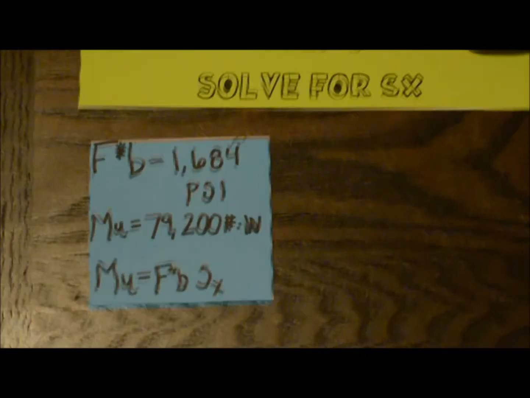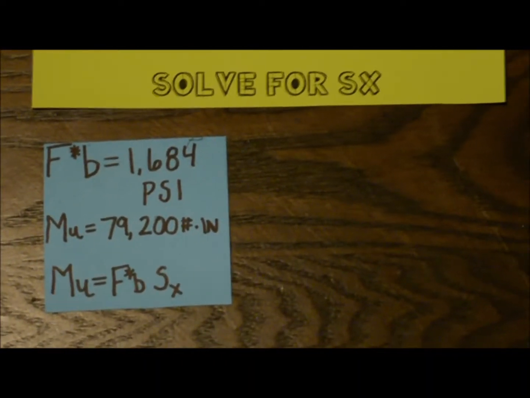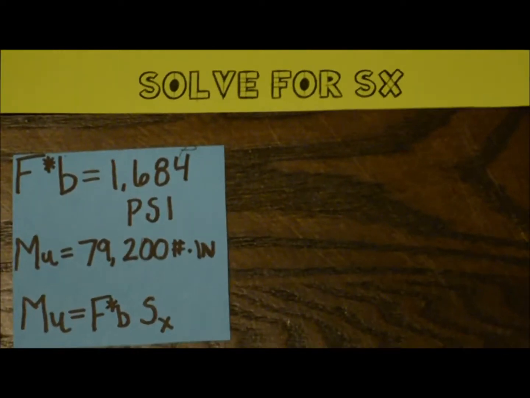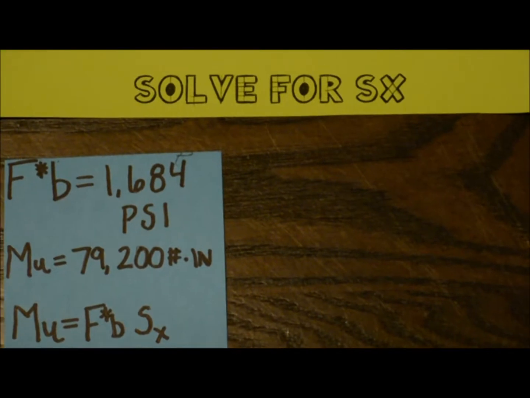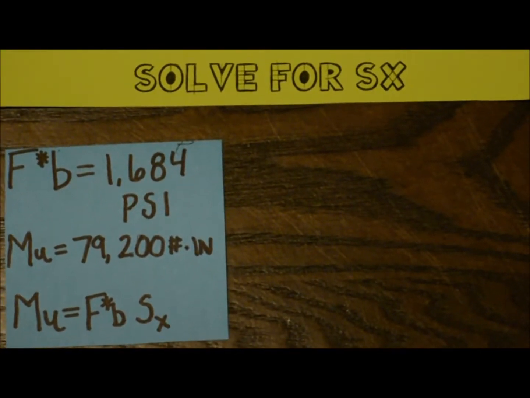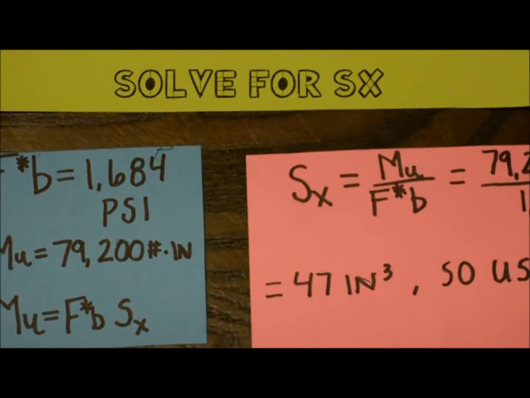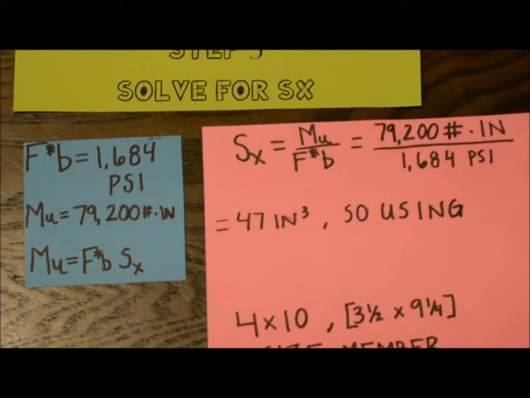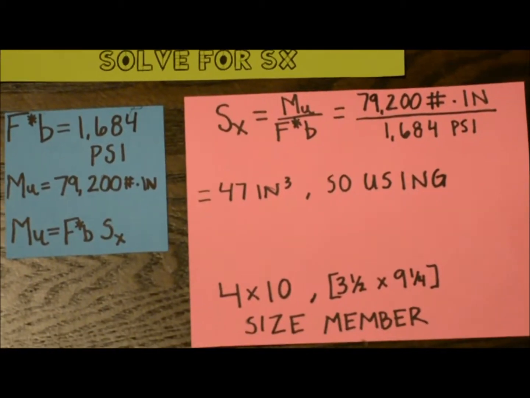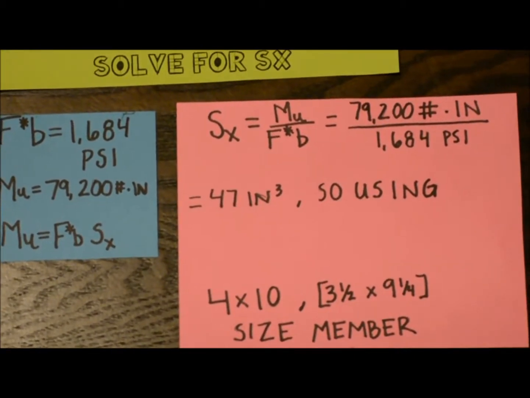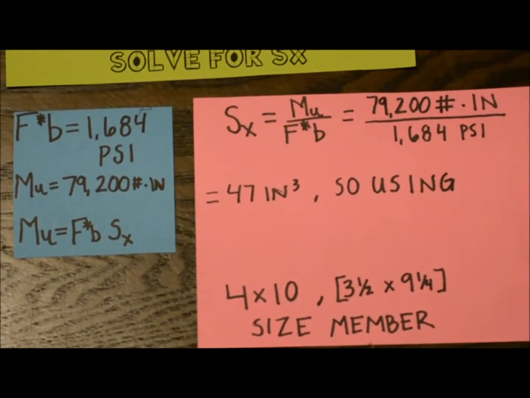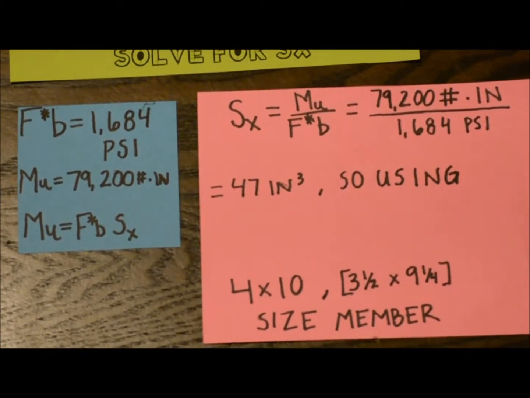Step 5. Solve for Sx. So, using the equation Mu equals F*b, which we found earlier, and Mu, which we also found earlier, we're going to solve for Sx. So we just rearrange the formula accordingly. Now the equation is Sx equals Mu divided by F*b. We're just going to plug and chug, and that answer gives us 47 inches cubed.